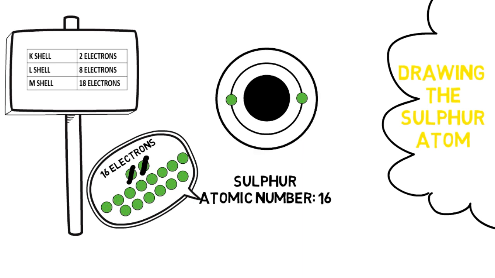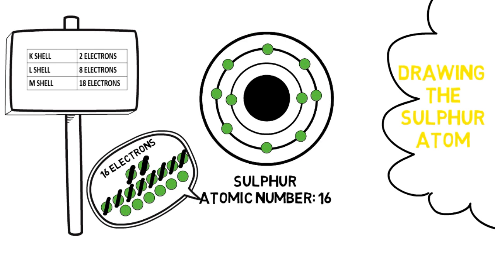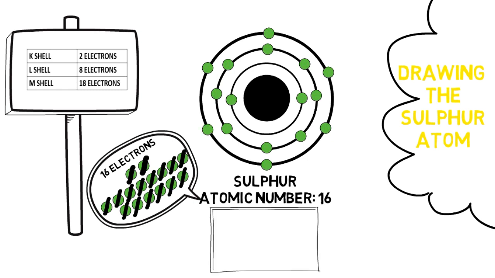L can hold 8 electrons. So I'm going to draw 8 electrons out of the remaining in the L shell. Now L is also full. I'm done with 10 electrons, but there are still 6 electrons remaining. After L, I'm going to draw the third shell, that is M. M can hold a total of 18 electrons, but I only have 6 more electrons remaining. So I'm going to draw all the 6 electrons in the M shell. This is what a sulfur atom looks like.